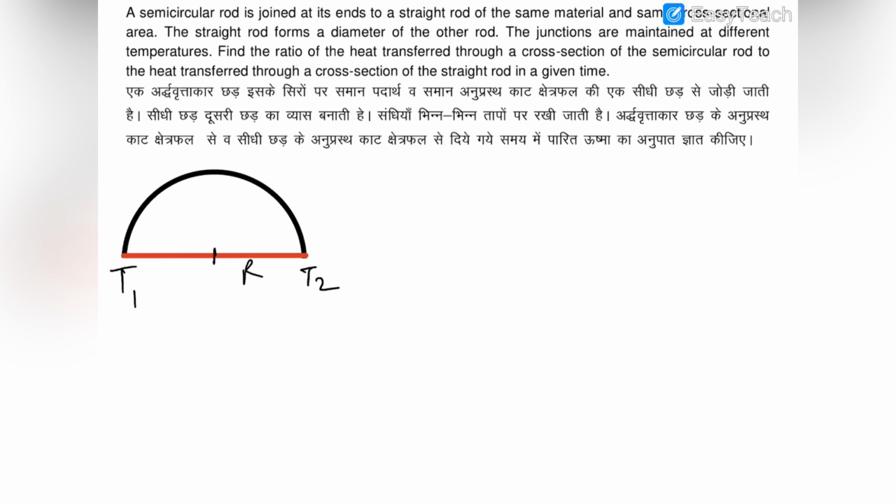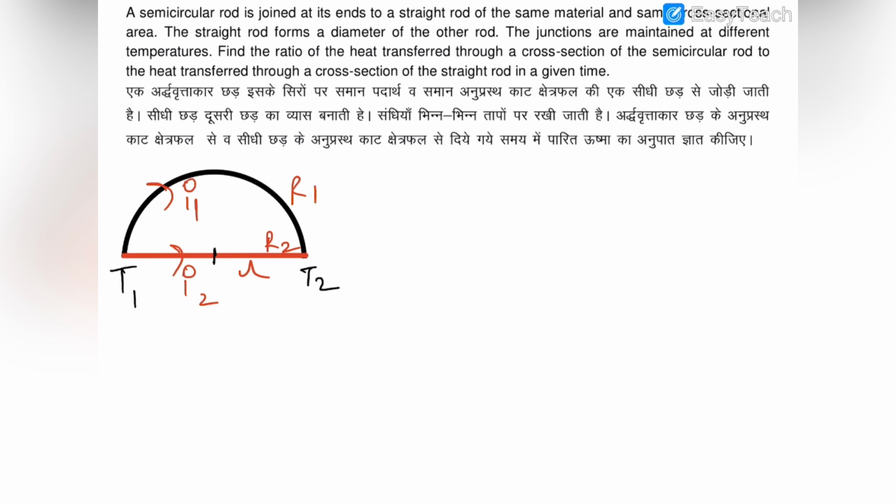So we have to find out the ratio of heat transferred through the cross section of the upper rod to the heat transferred through the lower rod. So let's suppose that the heat current transferred through the upper rod is I1, and the heat current transferred through the lower rod is I2. And the resistance of the upper rod is R1 and the resistance of the lower rod is R2. And let's suppose that the radius of these rods is small.